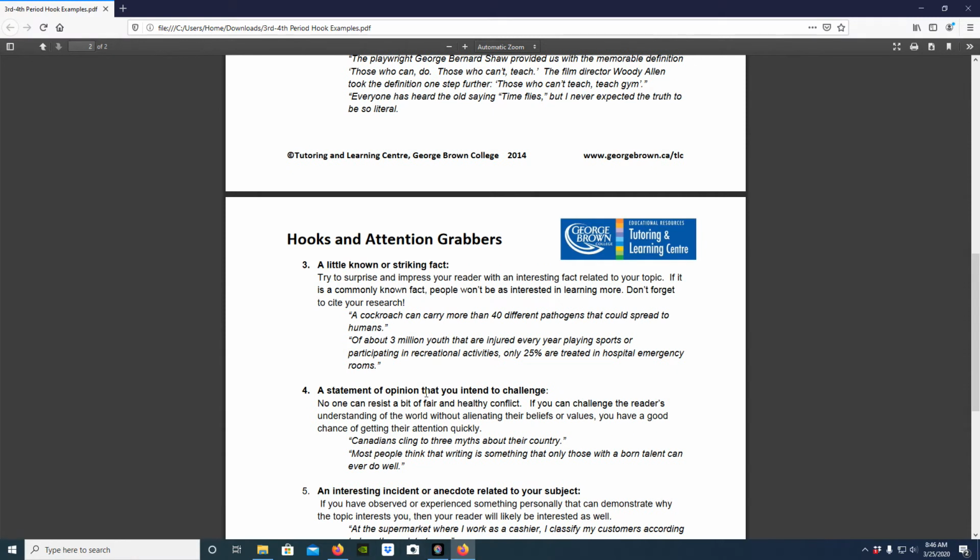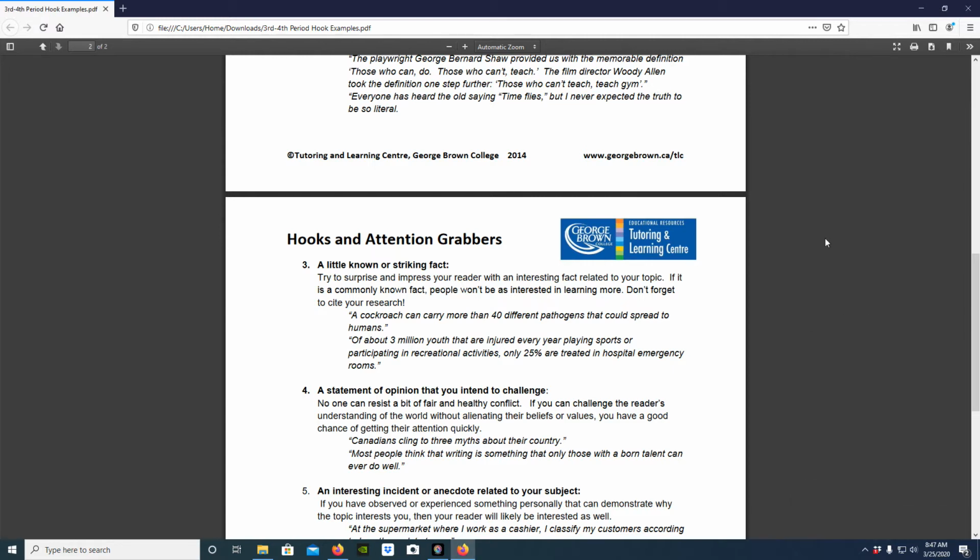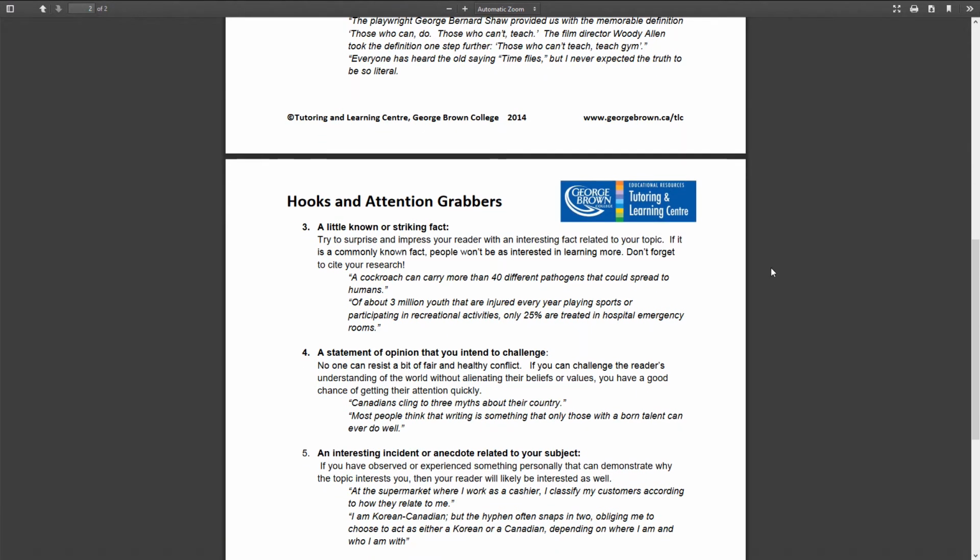So next, we're going to move on to a little known or striking fact. Now this can be beneficial for you to use because it gives the reader an interesting fact about the topic. And it might make your reader more interested and want to read more of what you're writing about. For example, a cockroach can carry more than 40 different pathogens that could spread to humans. Or, of about 3 million youth that are injured every year playing sports or participating in recreational activities, only 25% are treated in hospital emergency rooms.